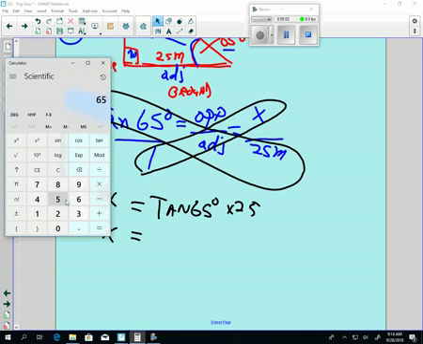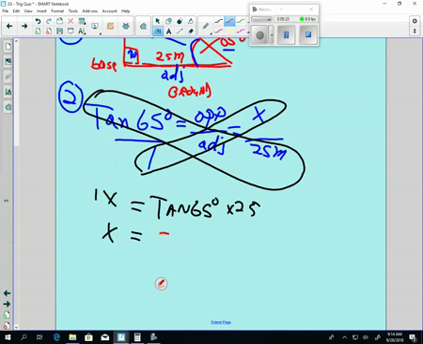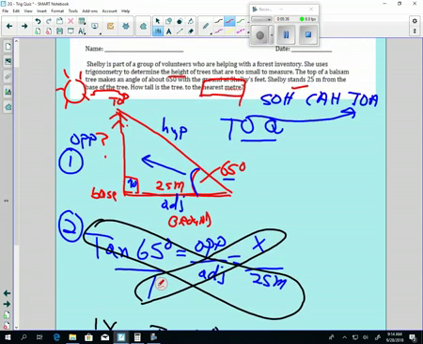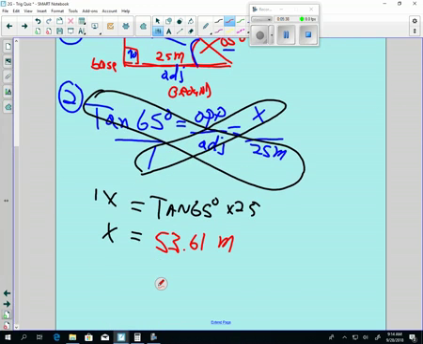So we have 65 degrees. Tan gives us a decimal ratio, 2.14 for tan of 65, times 25, and we get a value of 53.61. I'm just going to write the first two digits. And it asked me to round to the nearest meter. Oops, nearest meter. So I round that off. Since this is a 6, that means I have to round this up. 54 meters.